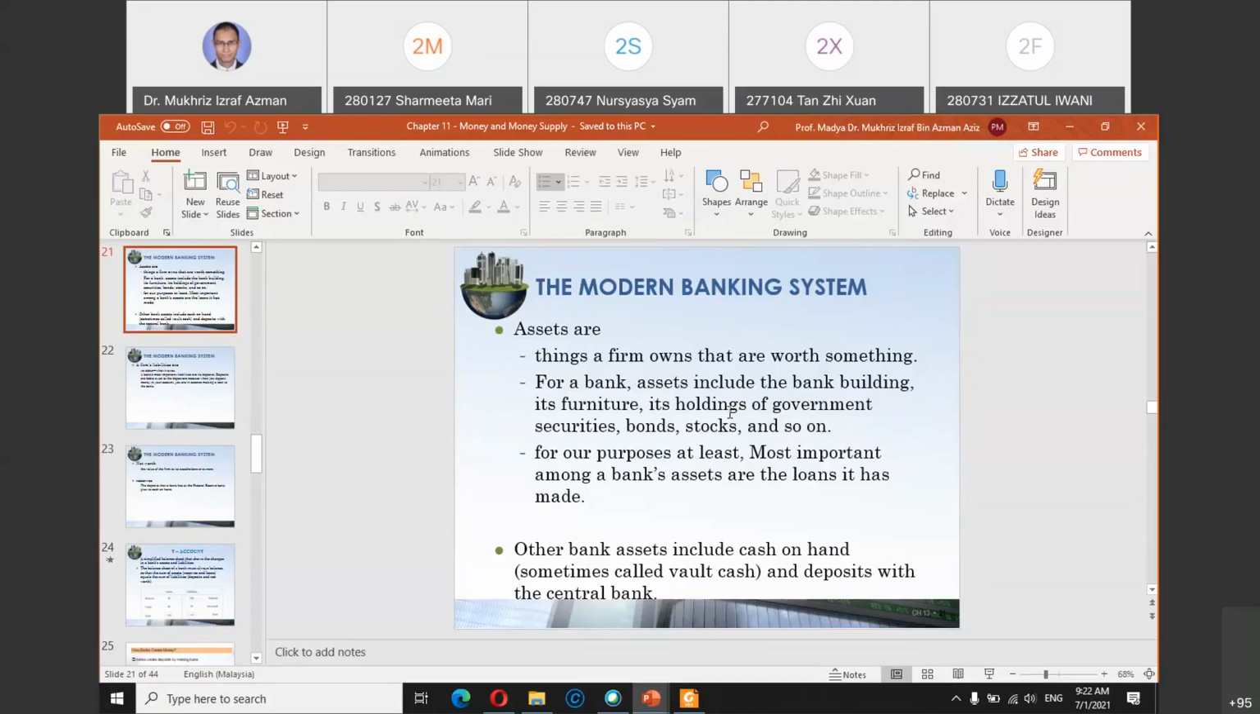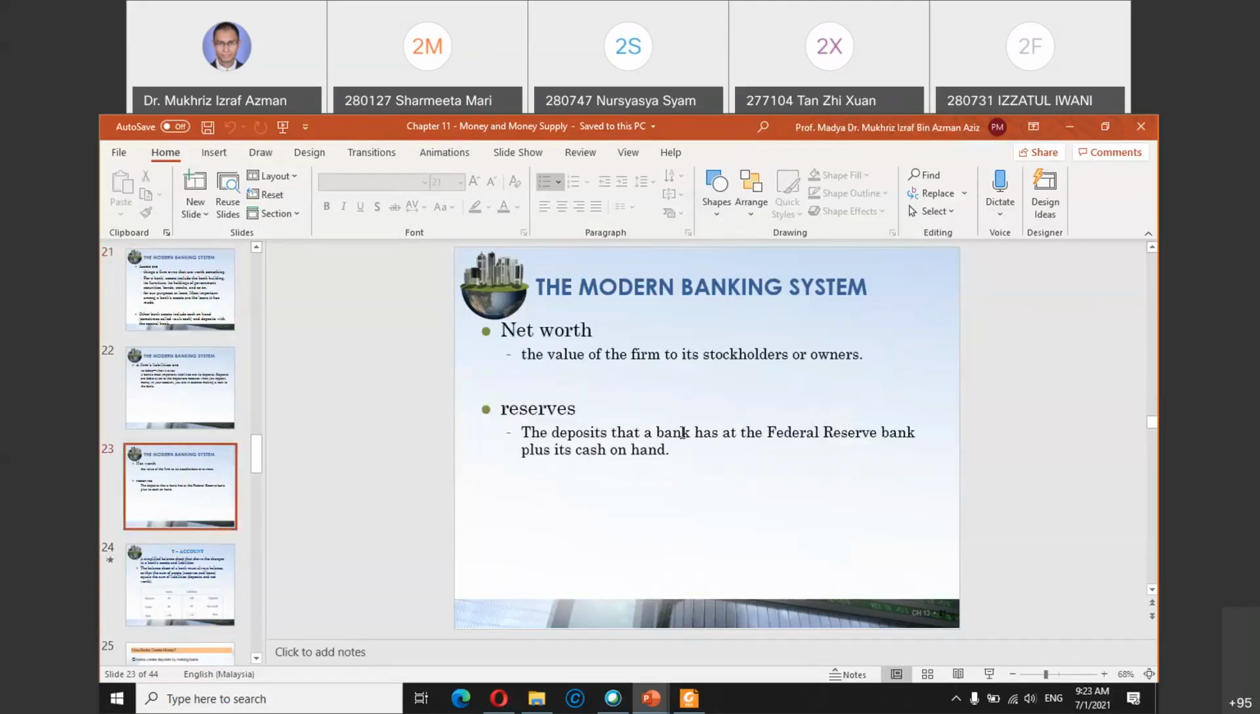For example, now during COVID-19, the government of Malaysia will issue bonds. Bonds are like, when the government needs money from the bank, they will issue bonds. A bond is like a certificate that specifies the value of the loan plus some interest that the government will pay to the bank. So that is a bond.